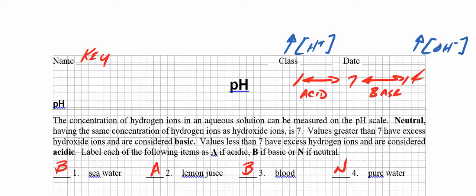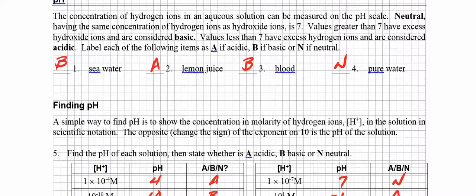Label each of the following items as A if it's acidic, B if it is basic, or N if it's neutral. Seawater. Seawater has a pH of about 7.14. It's a little bit basic, not very basic, but a little bit basic. So we would call that basic. Lemon juice, acidic. All citruses are acidic. So we're going to call that one an acid. We'll label that with an A.